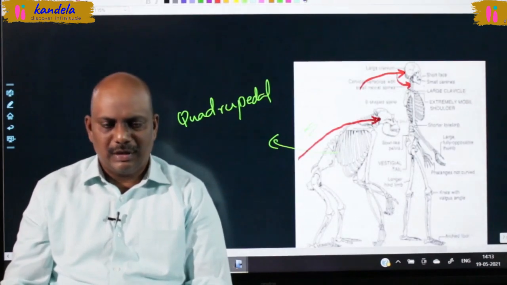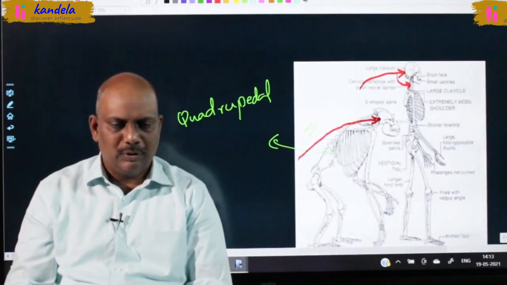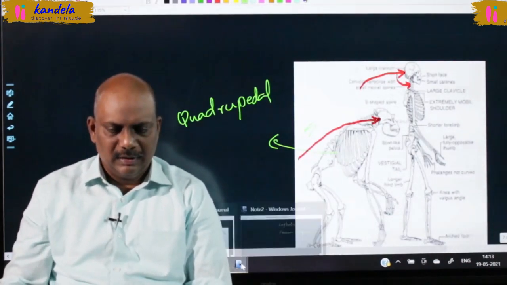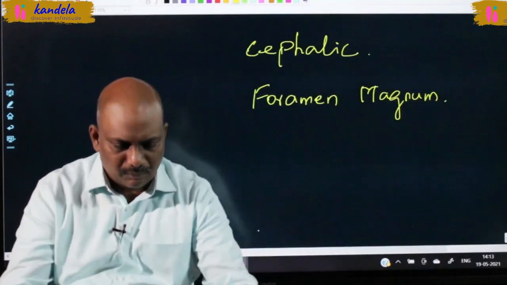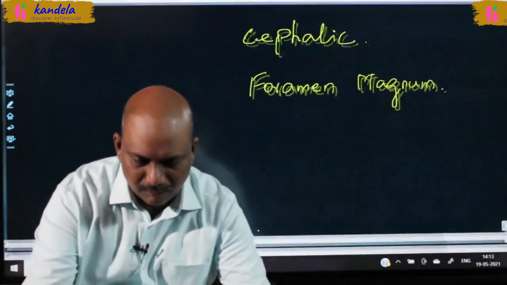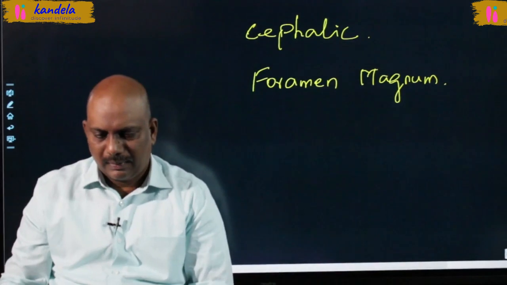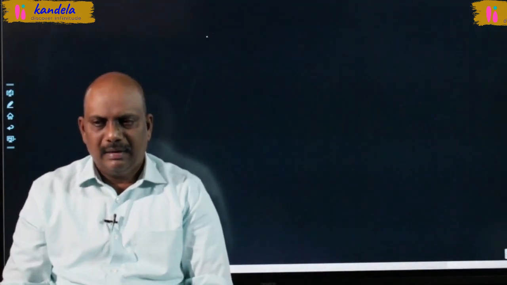If this picture is not clear, I will draw one more and show things clearly. See here, when we had quadrupedal locomotion.